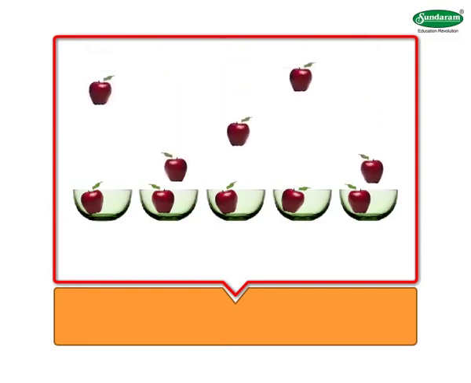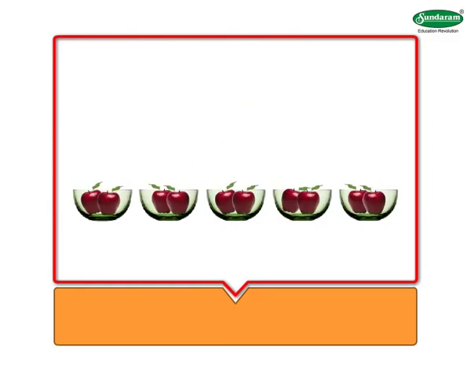Again, give 1 apple to each person. Now, all the apples are given and no apples are left out. So we can say that each person got 2 apples. From this, we can understand that when 10 apples are distributed to 5 persons, each person will get 2 apples. This means 10 divided by 5 is equal to 2.